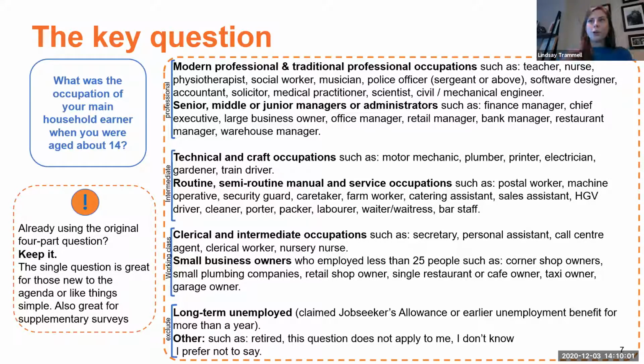So I really hope, if you take nothing else away from today's session, what I want you to take away is that this is the question, whether you use the simplified version or the original 4-part version. This is the key question you should be asking to measure socioeconomic diversity and inclusion. If you are not asking this question, or if it's not your primary question that you use, we really encourage you to take a look at your systems and update them with this new simplified version.